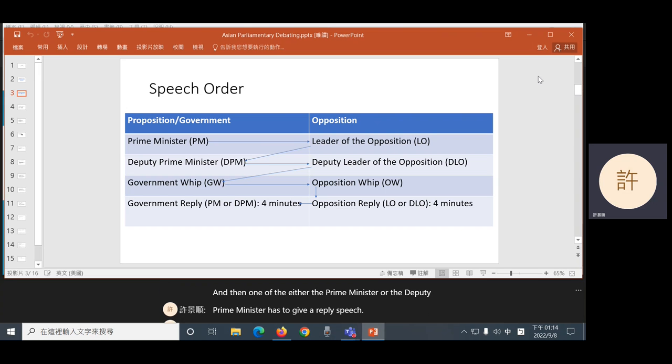On the opposition side, the first speaker is named leader of the opposition. The second speaker is deputy leader of the opposition. The third speaker is opposition whip. And then either the LO or the DLO has to give a reply speech. But notice the order of the speeches. Left, right, left, right, left, right. But then the opposition reply goes first, and then the government reply goes last.